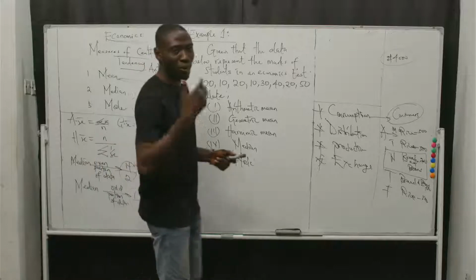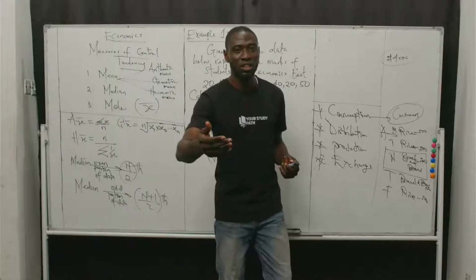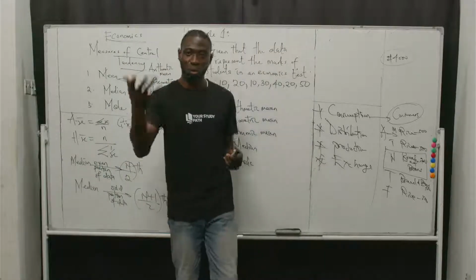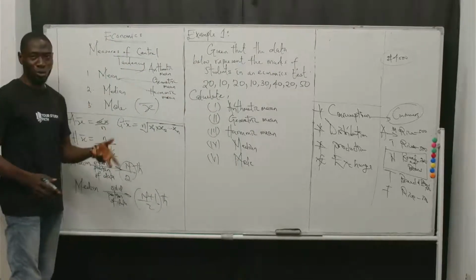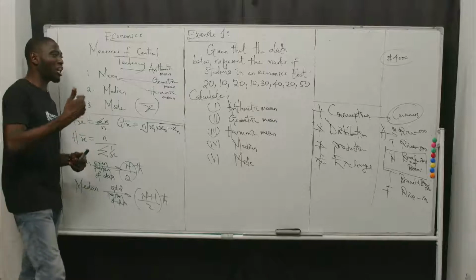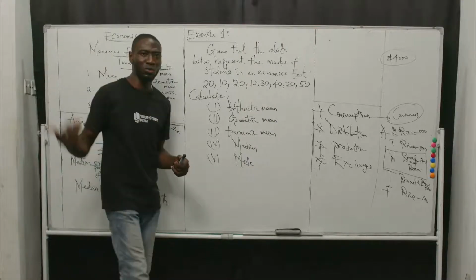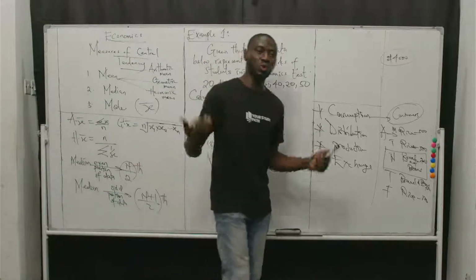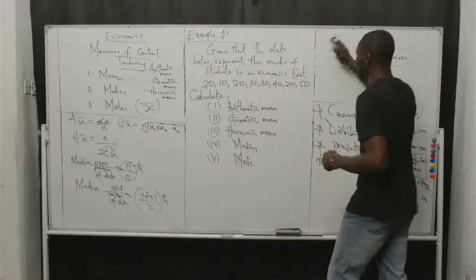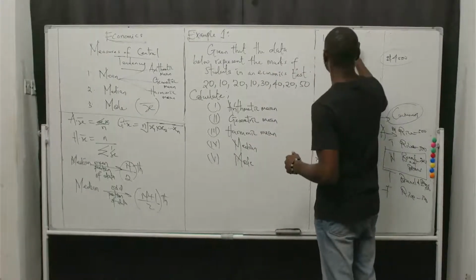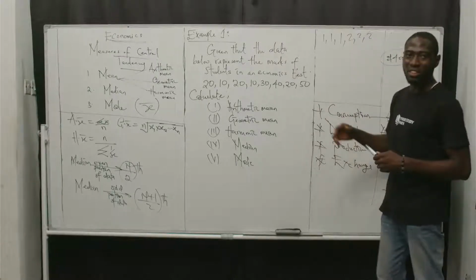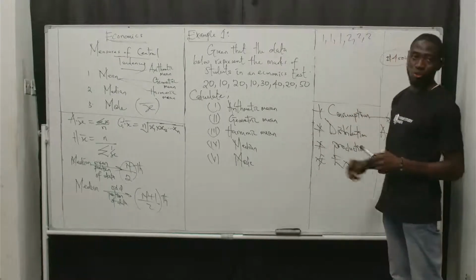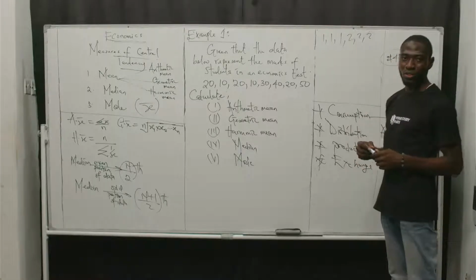Mode is just the number with the highest frequency, or the number that occurs most. Now, in that scenario, at times you can have 2 or 3 modes in a question. Or maybe you have 2 modes. Look at this data I have here: 1, 1, 1, 2, 2, 2. In this question, 1 occurs most, 2 occurs most, right?